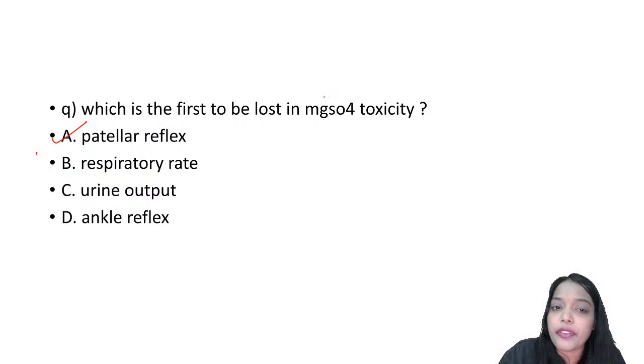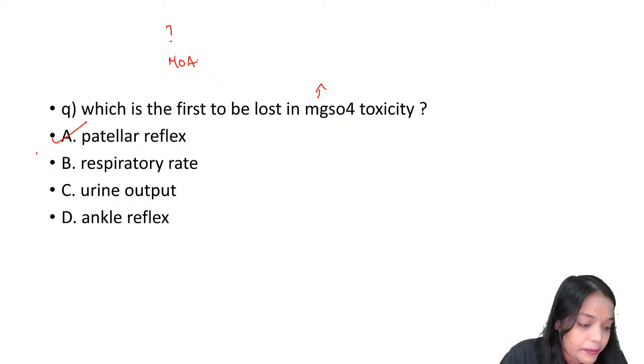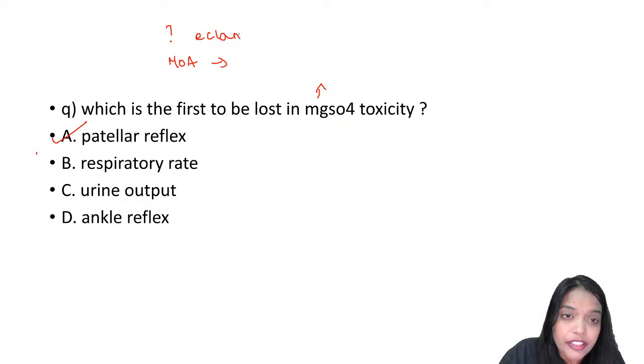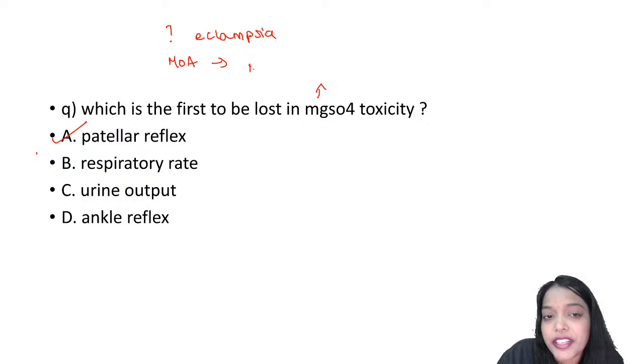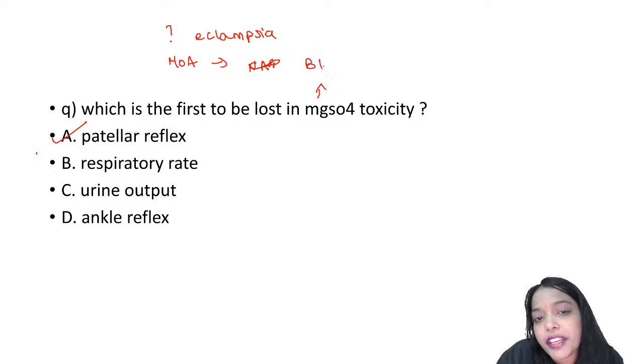What is the mechanism of action of magnesium sulfate? Where do you use magnesium sulfate? Let's speak all that. You use magnesium sulfate for eclampsia and prevention of eclampsia, okay? Excellent, Dr. Bipin Kumar. The magnesium sulfate mode of action is NMDA block. It blocks the NMDA receptors.